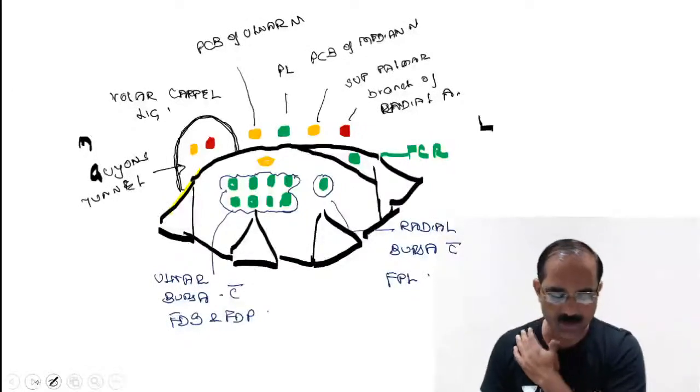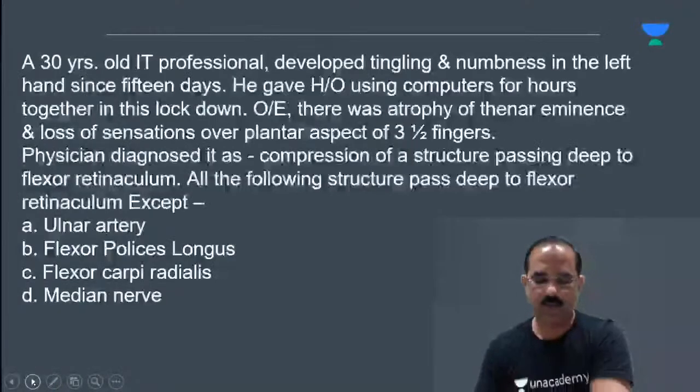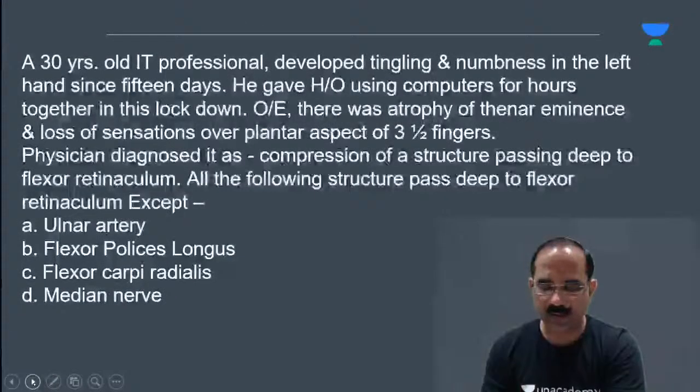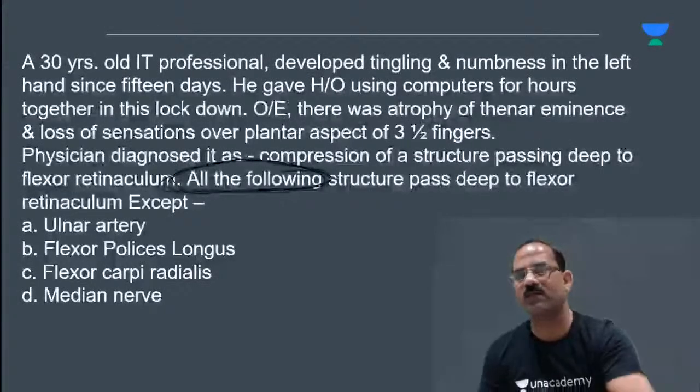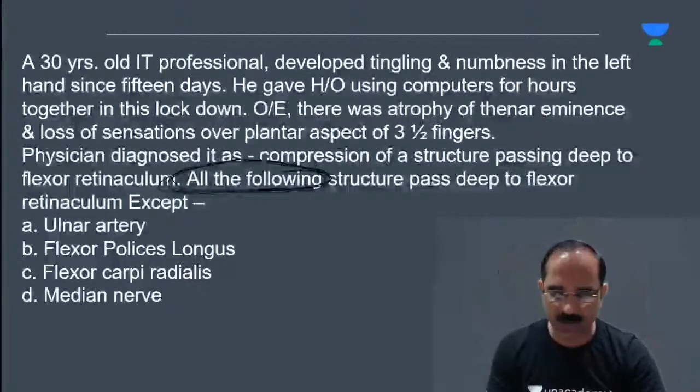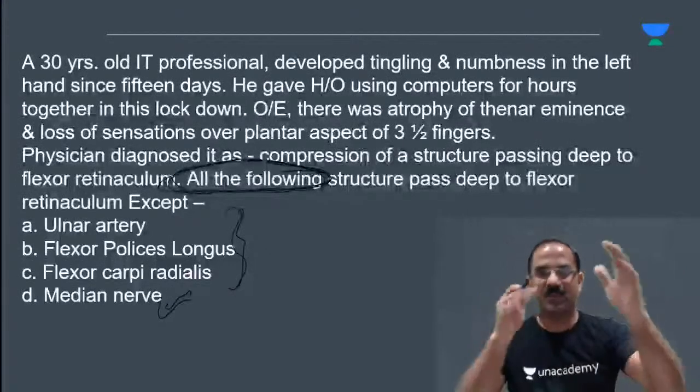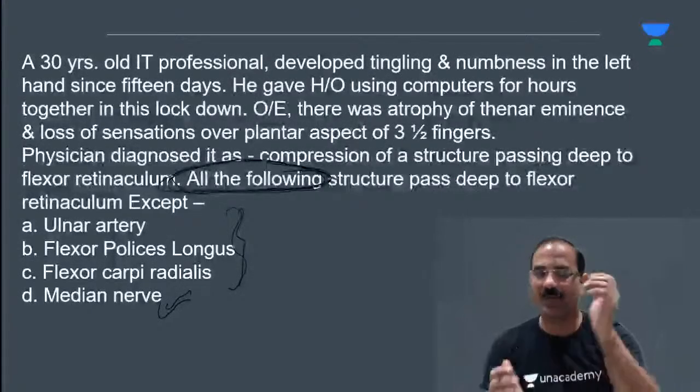Okay, we'll come back to this MCQ. Have a look. So this was the MCQ. Now see, you can understand there's a mistake in the MCQ. It should have been: one of the following structures passes deep to the flexor retinaculum. Then your answer is going to be the medial nerve. I purposely put such type of MCQ so that you should be able to understand it. You should be able to analyze it.